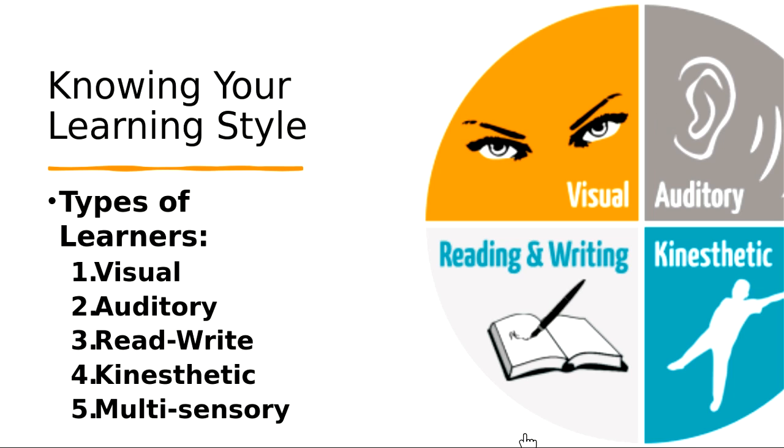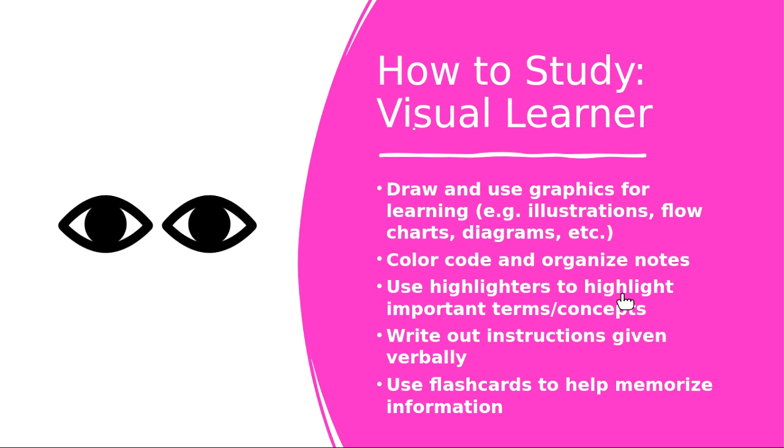Okay. So I've got some tips for how to study if you are a specific type of learner. So here, how to study if you're a visual learner. So obviously visual, you have to see it. It has to be in front of you in order for you to process it. So let's look at some tips. Use graphics for learning, like charts and diagrams, anything that you can put on the page in front of you and look at, that definitely helps with learning and retention of the information.